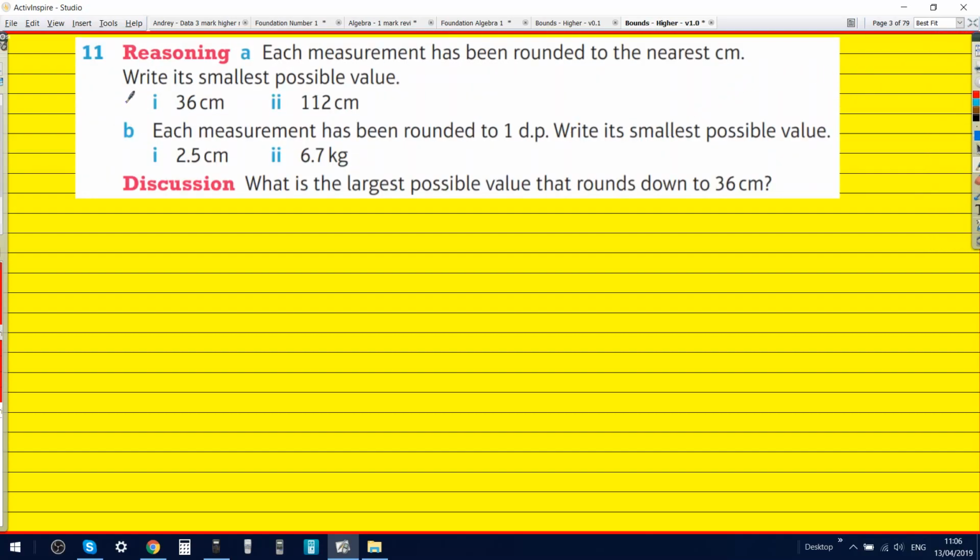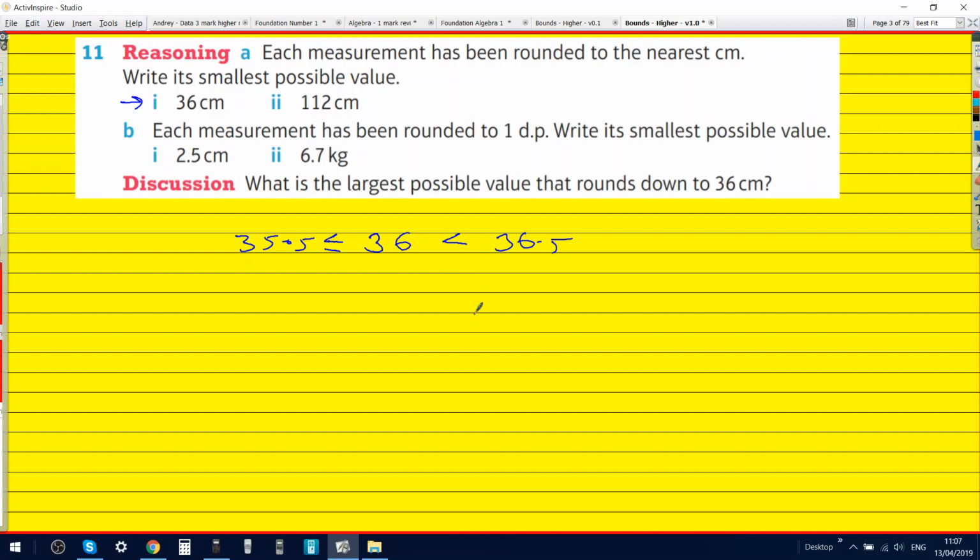How about this one? 35.5. And so if we were to write that, there's a new thing called an error interval. So that's 35.5. What about the upper bound? What's the biggest number that will round to it? 36.5. And 36.5 would round up, so the way you deal with it is that one's not equal to.